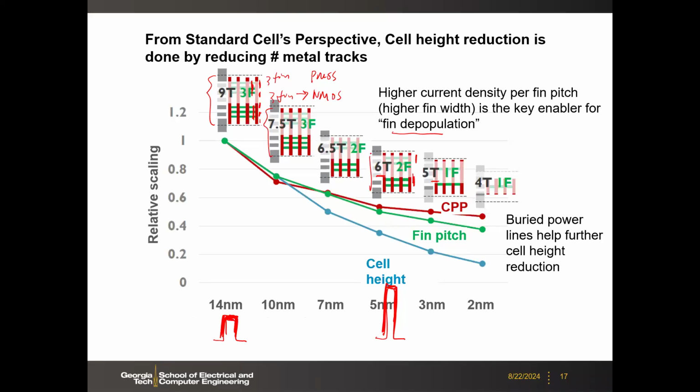This is how you reduce the standard cell height. This is a key driver to maintain Moore's law right now. Because this dimension does not really scale too much. What matters is here, this one. So any questions here? Do you understand what is really scaling here?